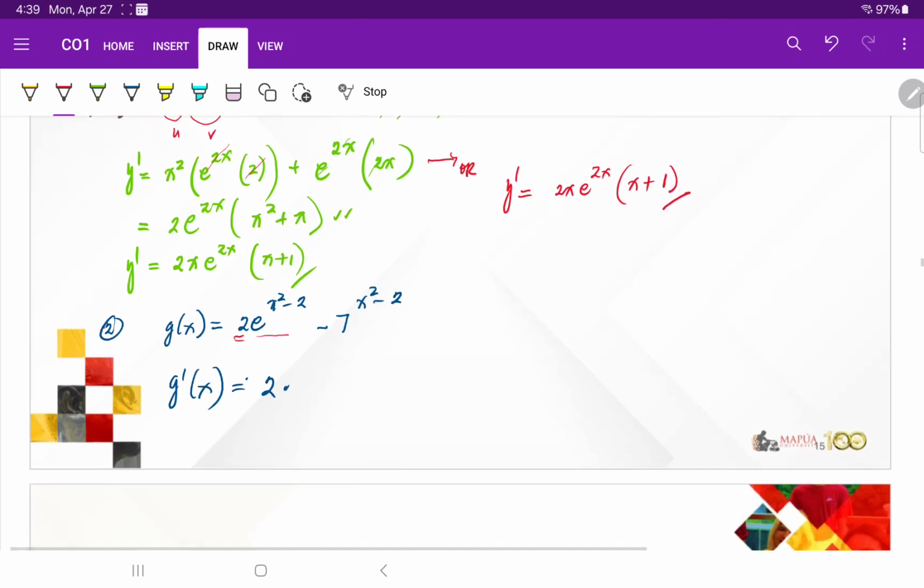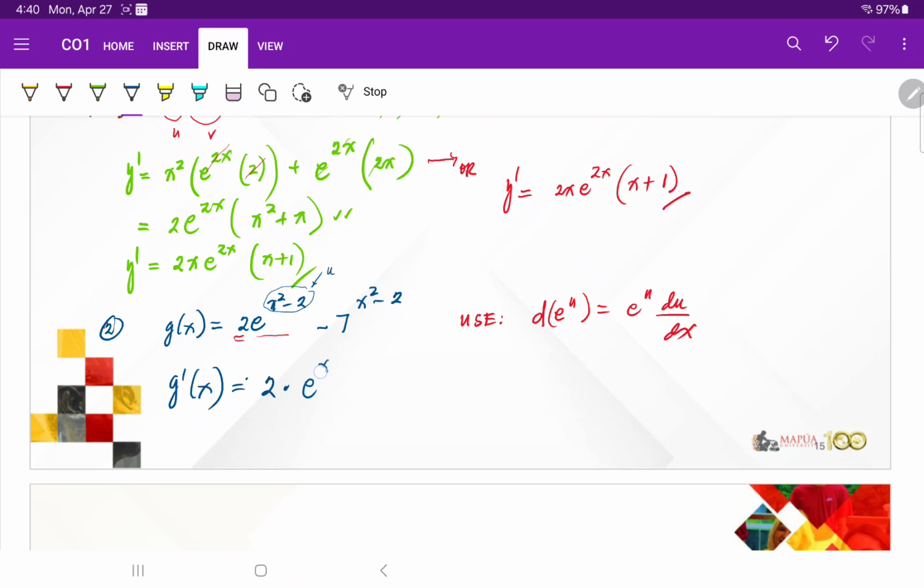Okay, so for this one, which formula do we use? It's the derivative of what? e to the u, which is e to the u du dx. Alright, so what's the derivative of e to the x squared minus 2? This is your u. So the derivative is e to the x squared minus 2 times the derivative of u, which is 2x. Then minus, we use which one?